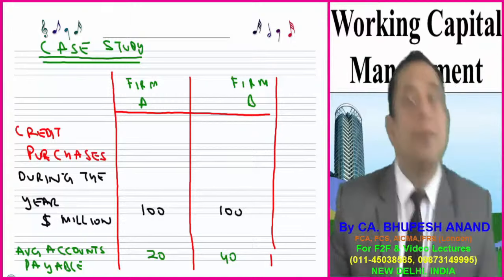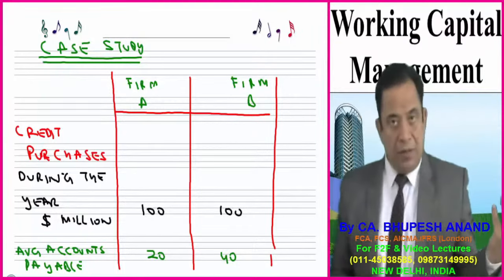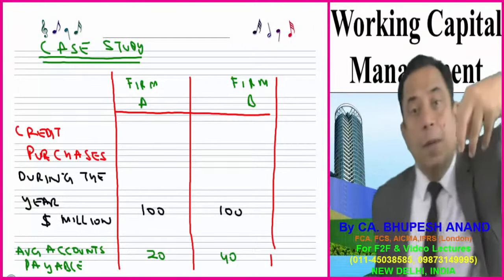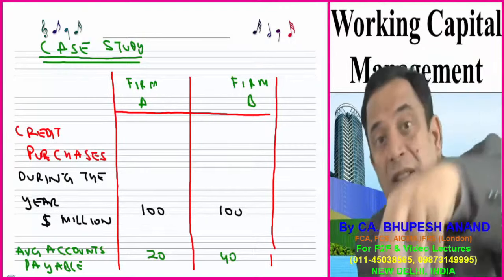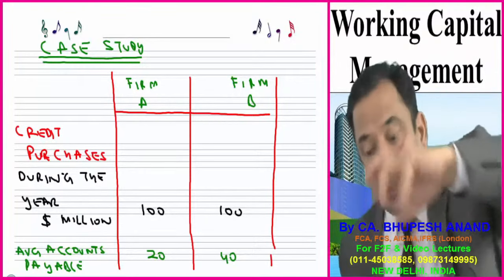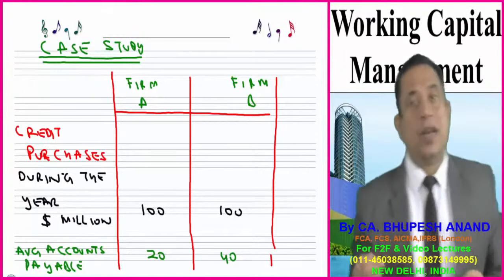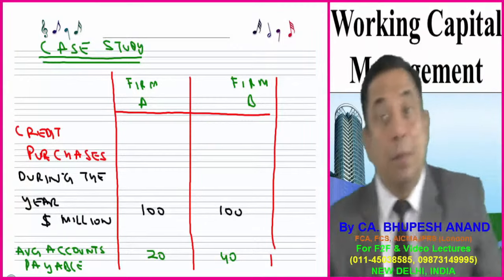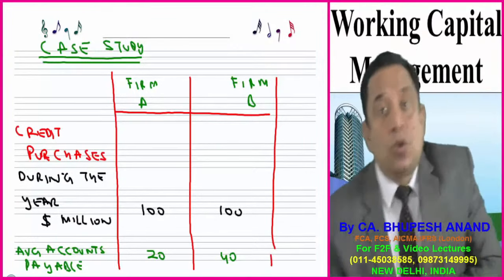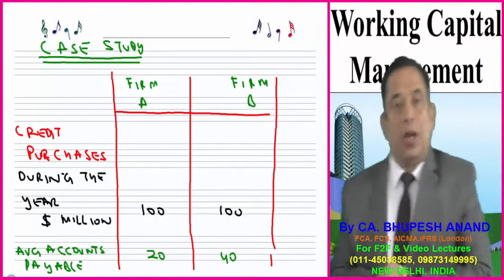Firm A and Firm B. I have taken the example of two firms. The first number I have given you is credit purchases, because you have to pay your suppliers of raw material, so payables are related to purchases. Credit purchases during the year are $100 million in both. But the next number I have made different. Average accounts payable in firm A is 20 and in firm B is 40.